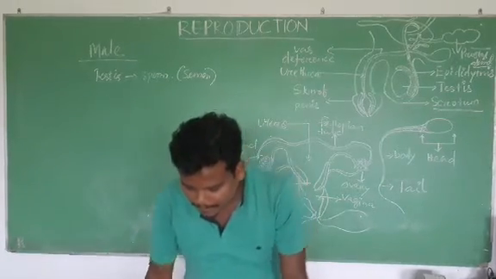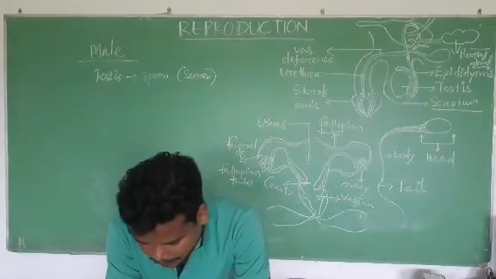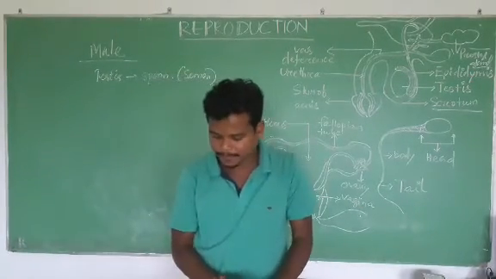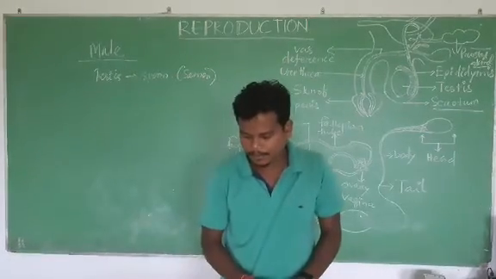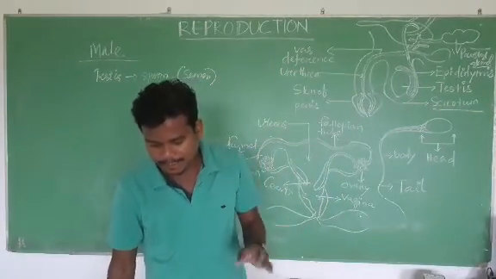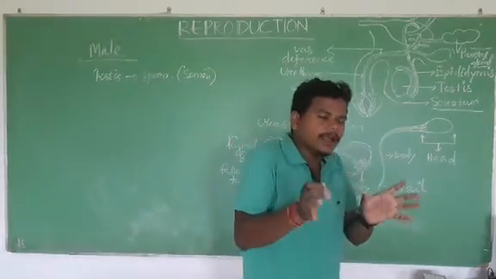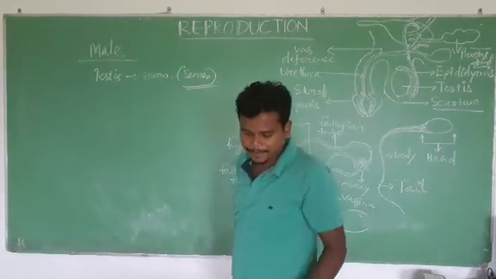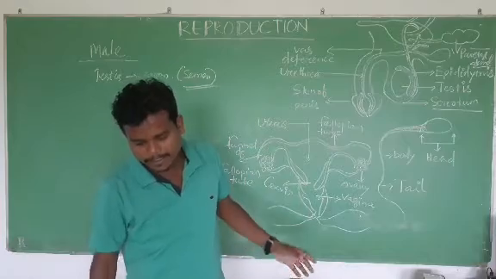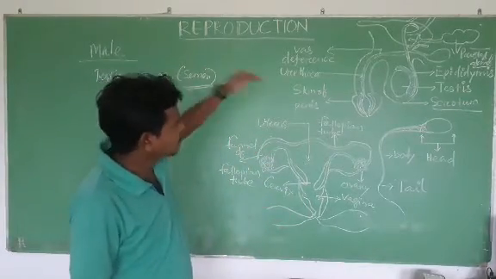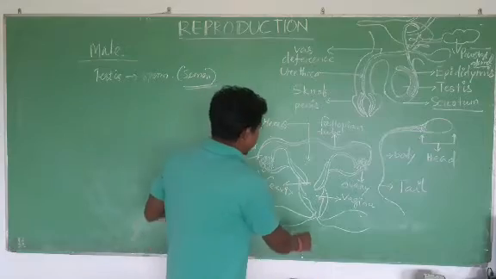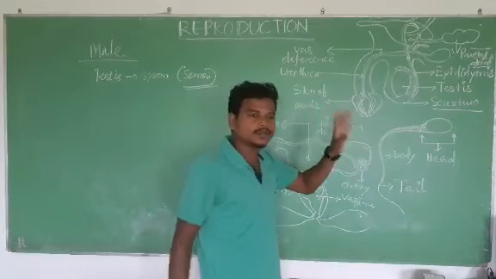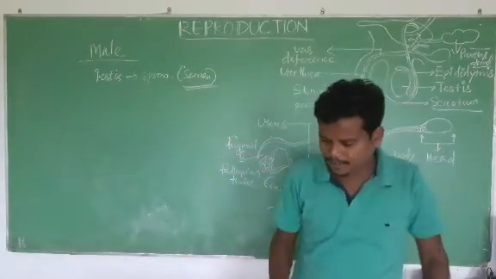So the secretions of the various glands also pour in while it travels through the vas deferentia into the urethra. This mixture of secretions and the sperm together, we call it what? We say it semen. So this semen containing the sperm is finally transferred into the vagina here, during the time of intercourse.